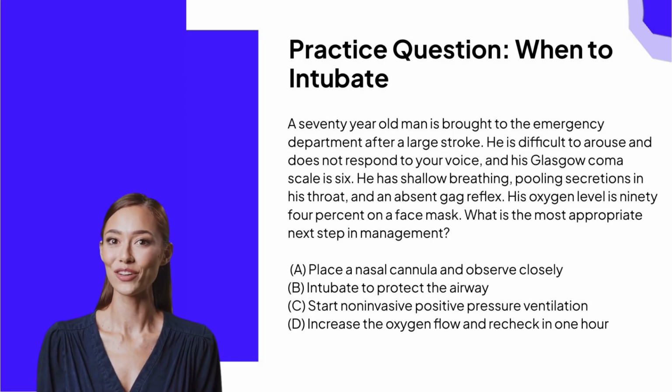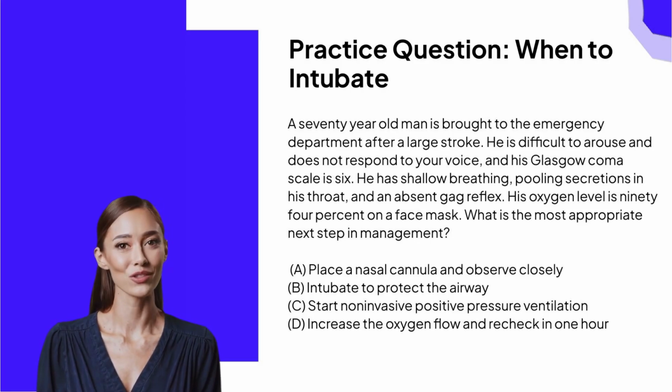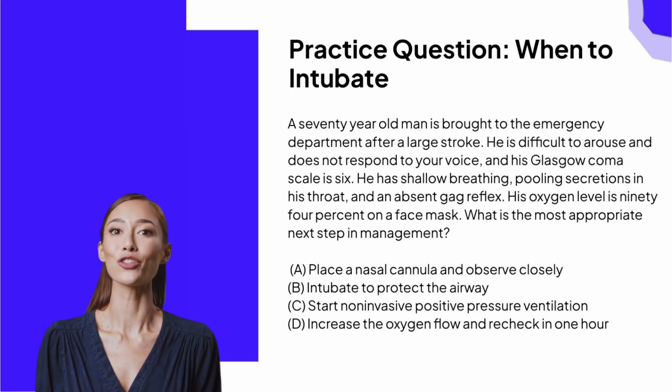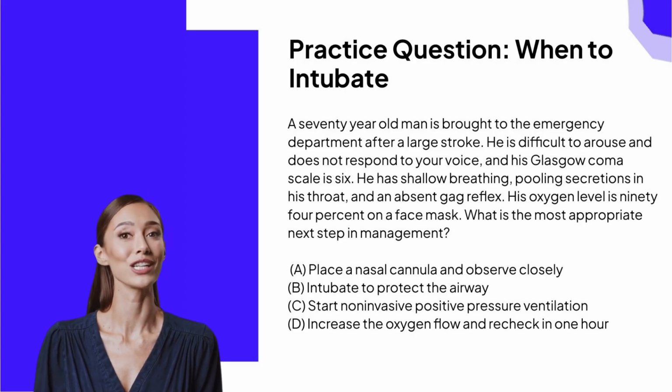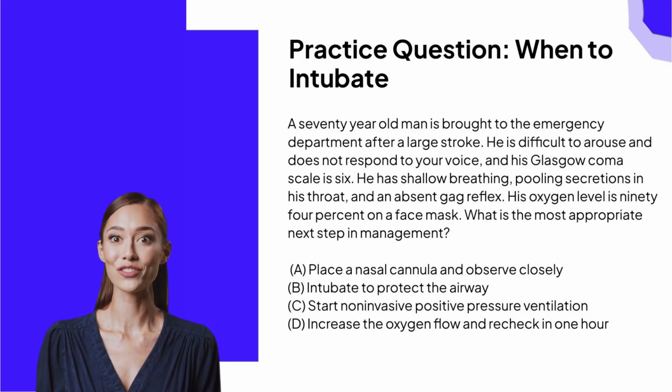Let us work through our first practice question, and this one is built to test the 3 failures pattern for intubation. A 70-year-old man is brought to the emergency department after a large stroke. He is very hard to arouse. He does not respond to your voice, and his Glasgow coma scale is 6. He has shallow breathing. Secretions are pooling in the back of his throat, and his gag reflex is absent.